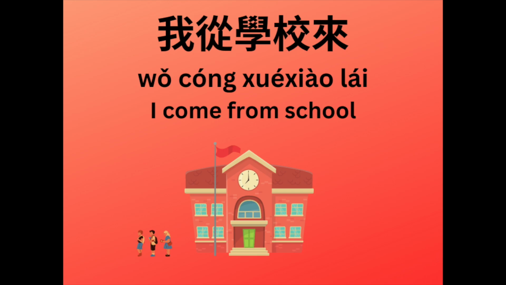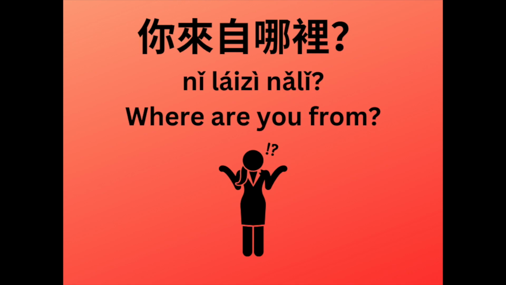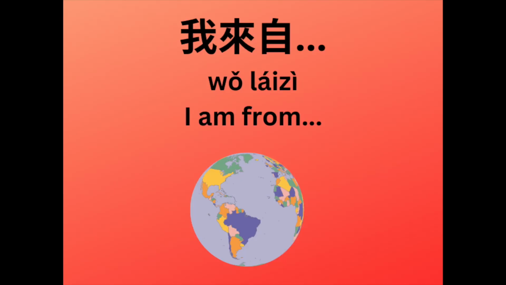If you don't want to use the word 从, as with 去, you don't use the word 到. You can ask 你来自哪里? This is more often used when you ask a person where they come from, the country they come from. So you would say, instead of 我从法国来, you say 我来自法国.